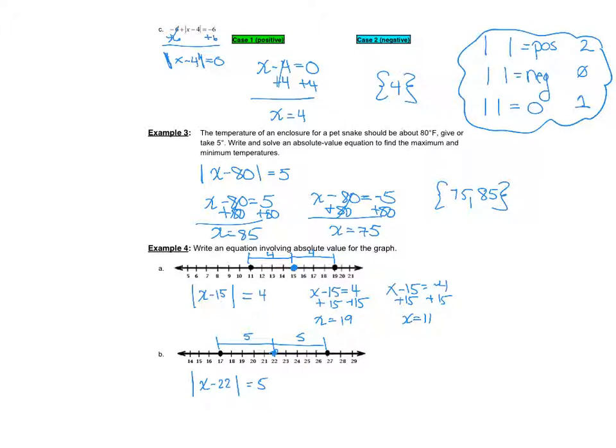And I can check this like I did in the last problem. So I'll make my positive case positive 5 and my negative case negative 5. And I can solve these by adding 22 to both sides. And I get 27 and 17 as shown on the graph.